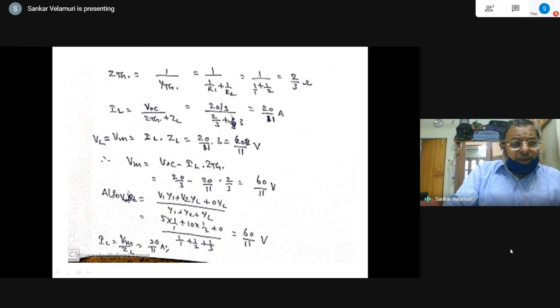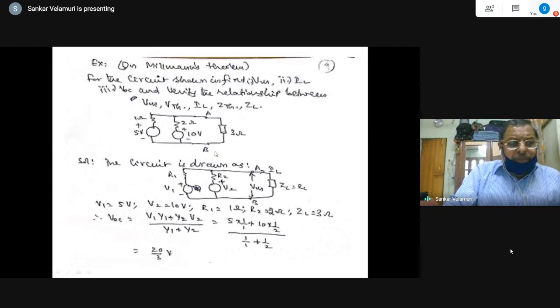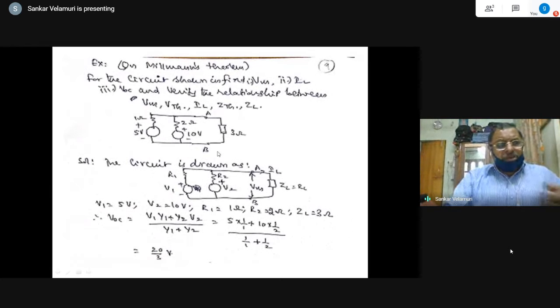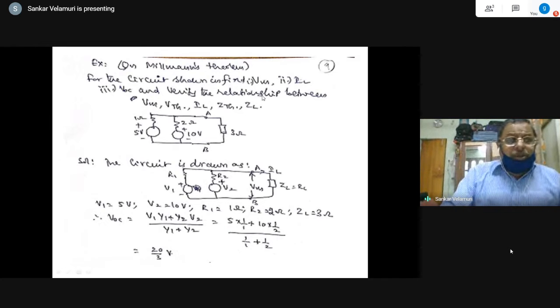This is the typical one. I would like to just briefly mention once again, because there are so many terms and so much theory involved in this. So for the circuit shown in the figure, find Vm, IL, VOC and verify the relation between Vm, Vthevenin, IL, ZL. V1 is 5, V2 is 10, R1 is 1 ohm, R2 is 2 ohms, ZL, or RL, is equal to 3 ohms.